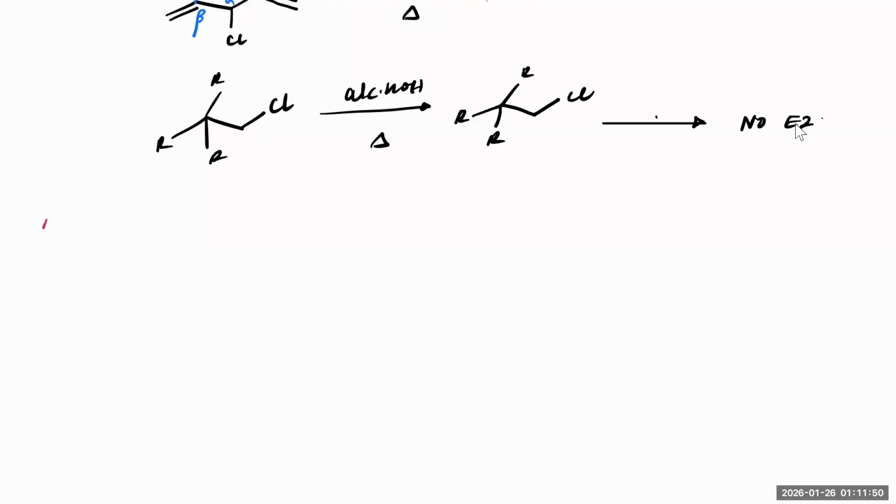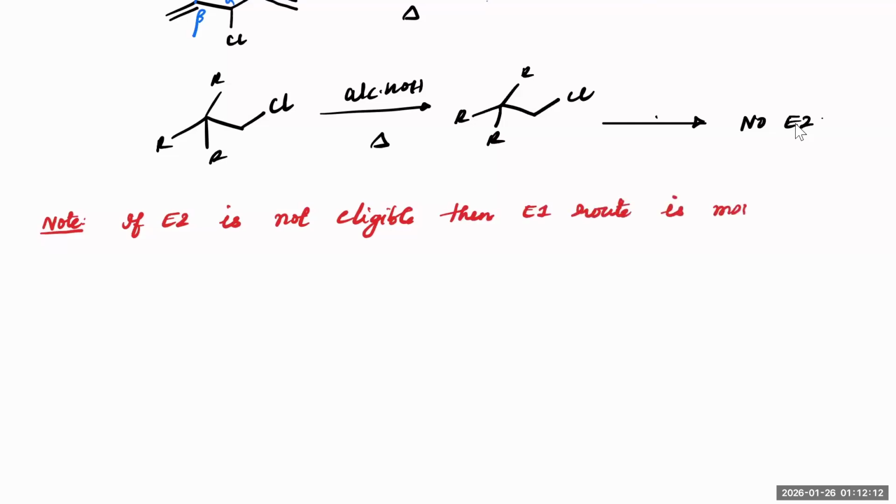So let me put it as a note here. If E2 is not eligible, then the E1 route is most often observed. So the E1 route is most often observed here. Got it? If E2 is not possible.